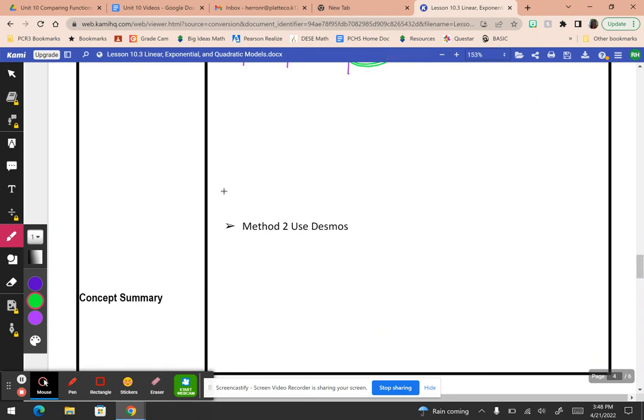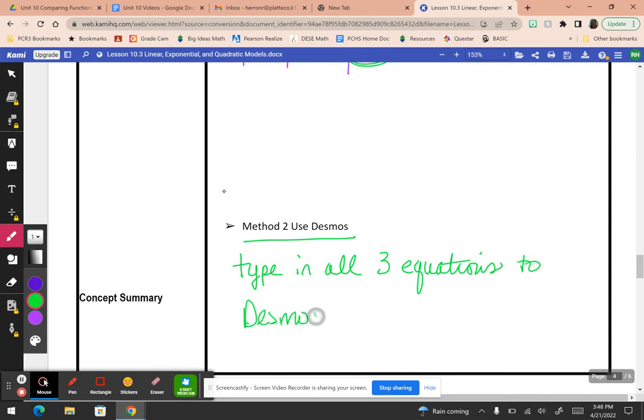The second method is to actually use Desmos, and what you would do would be to type all 3 equations into Desmos, okay? And then see when city C surpasses or goes above the other 2.